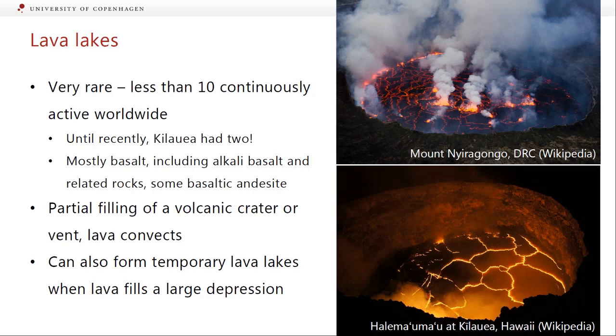You can also form temporary lava lakes if a lava flow flows down into a big depression and fills up. You basically get a pond of lava, which will eventually solidify.